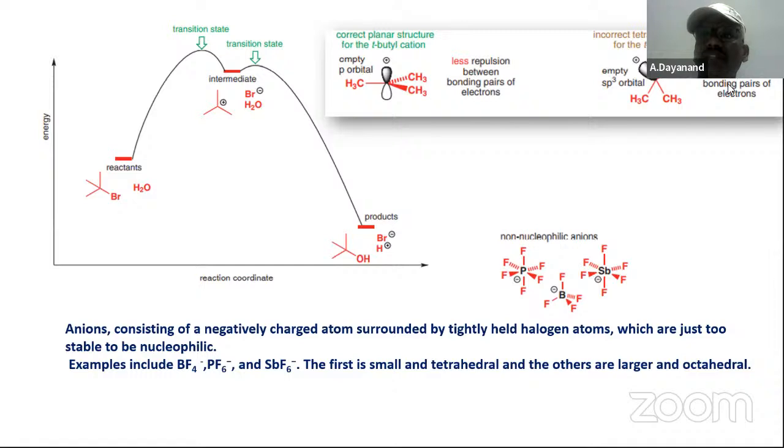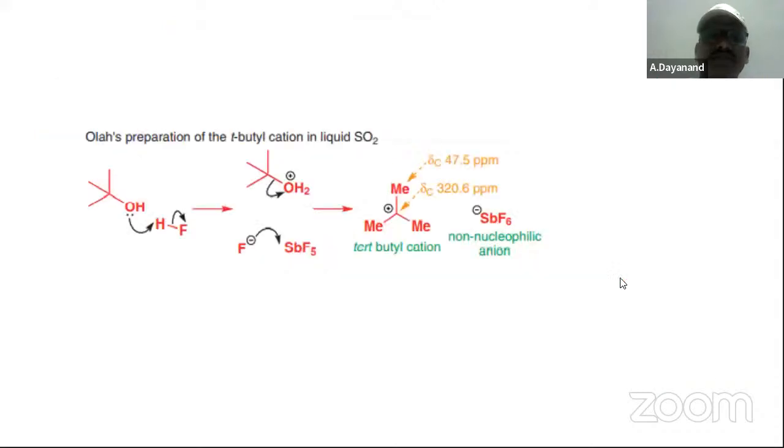Therefore, more repulsion between the bonding and empty sp3 orbital. Therefore, sp2 is favorable. sp2 is favored because the repulsion is non-existent here. We know that there are certain anions which are going to stabilize this carbocation. In that way, by using these anions, the carbocation is separated. That is PF6 minus, SbF6 minus, BF4 minus. They are non-nucleophilic anions. They can stabilize this carbocation.